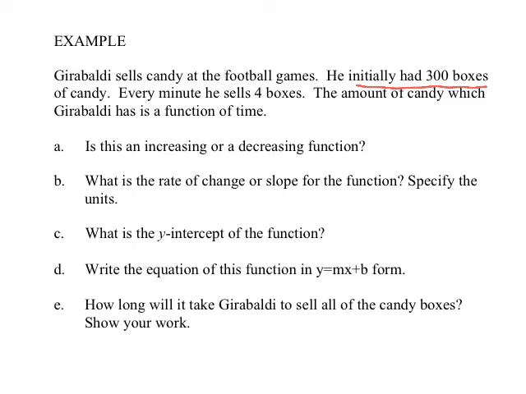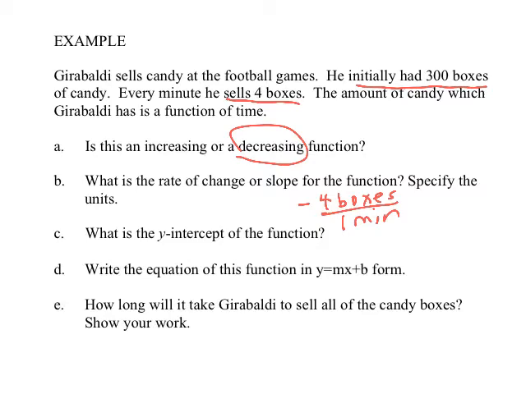So the first thing we want to talk about, is it increasing or decreasing? Since he's selling 4 boxes every minute, it's decreasing. All right, what is the rate of change or slope for the function? That's how much the number of boxes is changing by. And clearly in this one, it just tells you it's 4 boxes. But because it's decreasing, we write the slope as -4 boxes per 1 minute. You really don't need to write the per 1 minute.